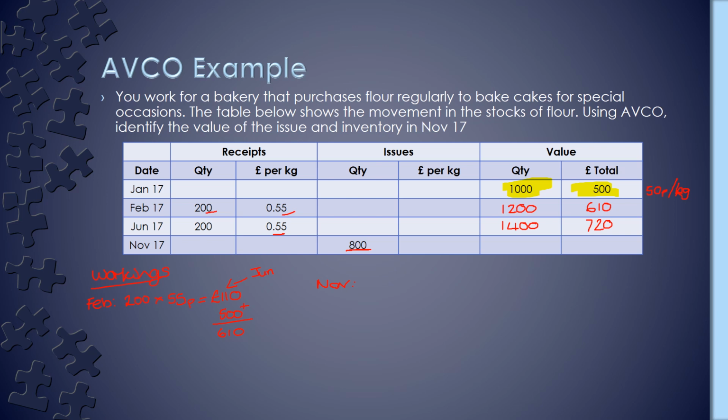So it's always the total value divided by total quantity, okay, and that is your AVCO formula. So for us here then, we're going to be doing our value of 720 divided by our quantity of 1,400, and that gives us, rounded to 2 decimal places, 51p. So our issue is going to be the average. So our average per kilo is 51p.